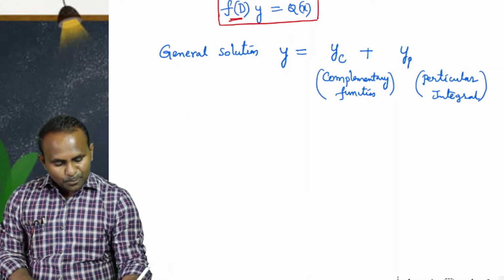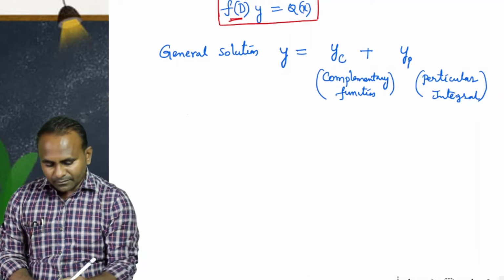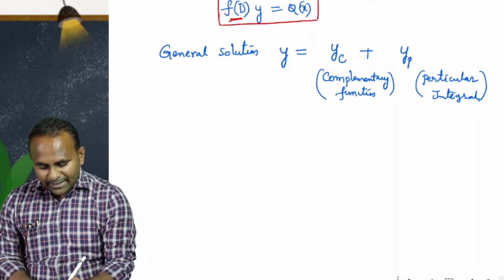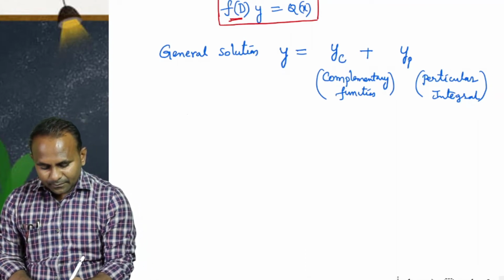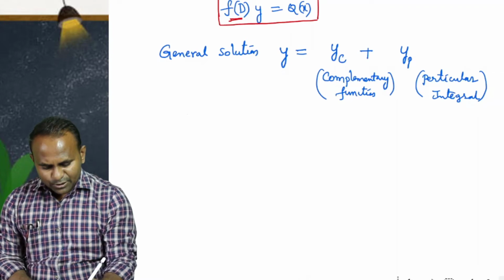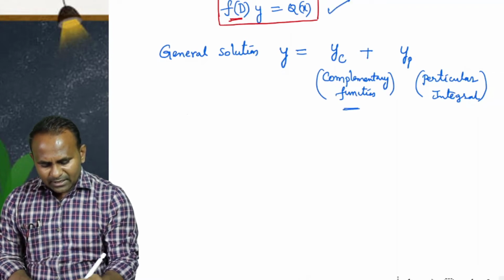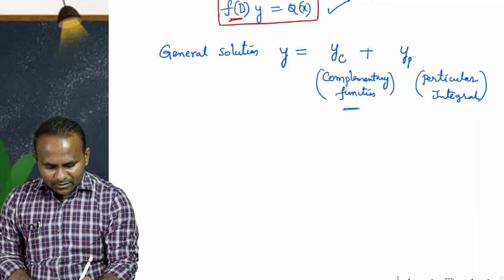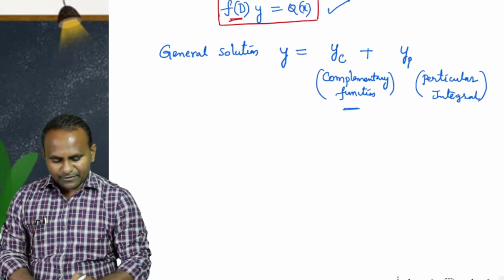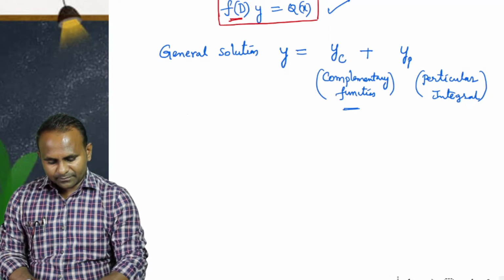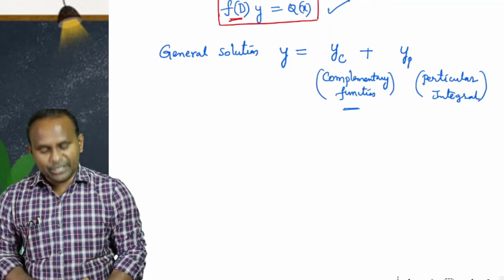So you're looking into the procedure first to find the complementary function. It is very simple because quite simple algebra will be used here, a simple phenomenon. So how do we find a complementary function?